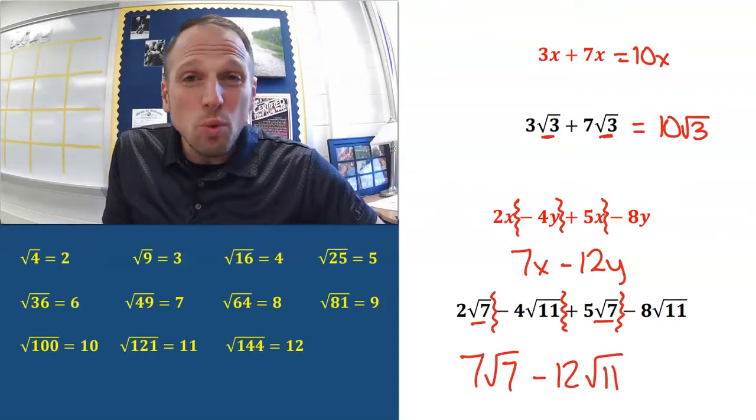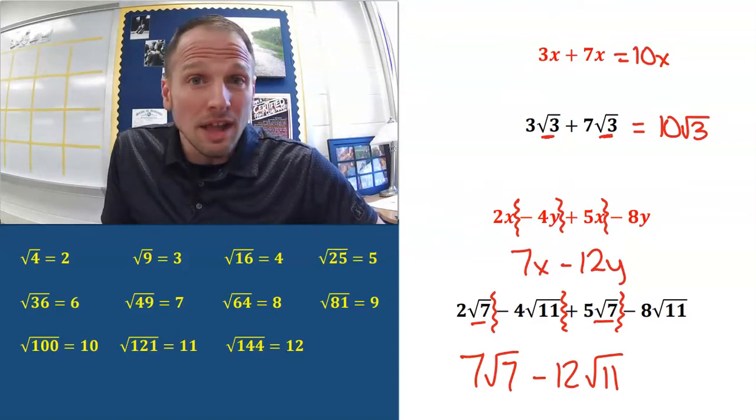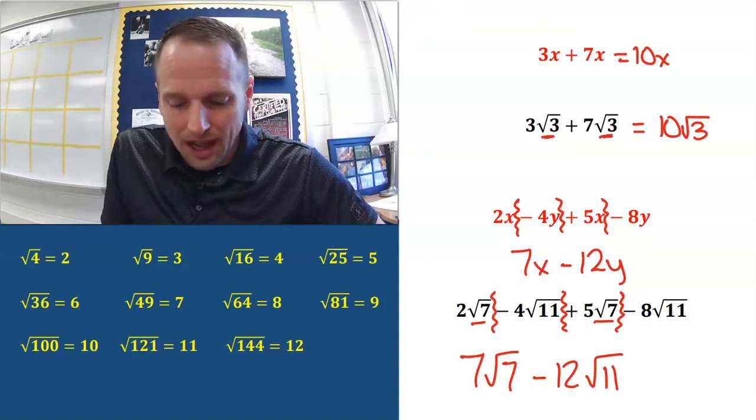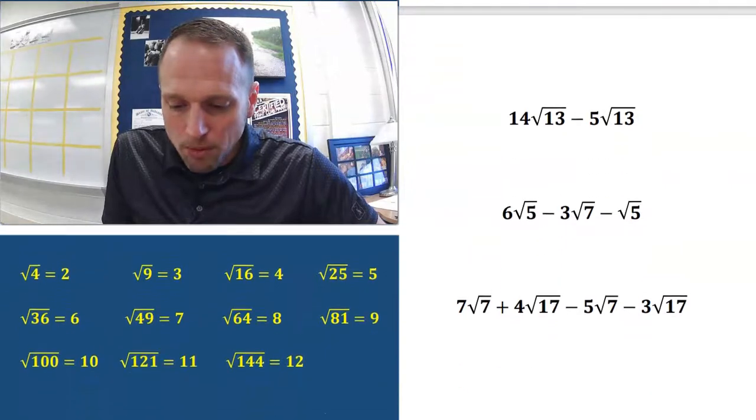And just like before, we can't combine an x and a y. Down here, we can't combine a root 7 and a root 11. They're not like terms, so I can't add or subtract them. And we're just going to stop right there. Let's do a couple more problems like this.